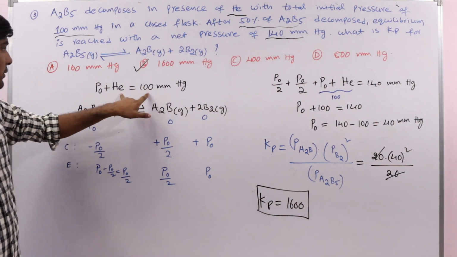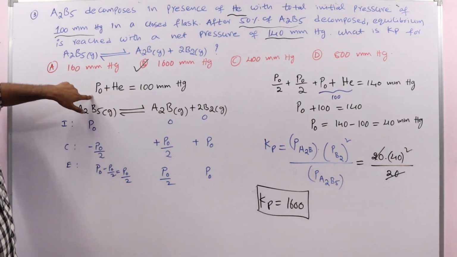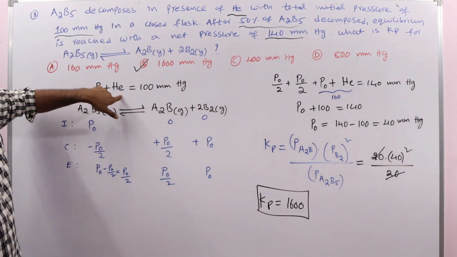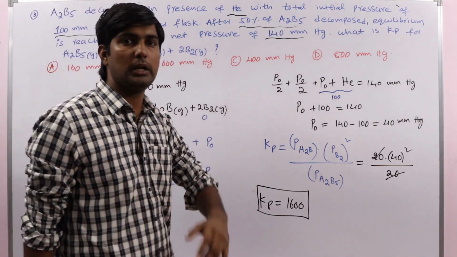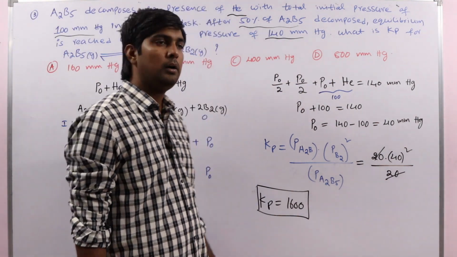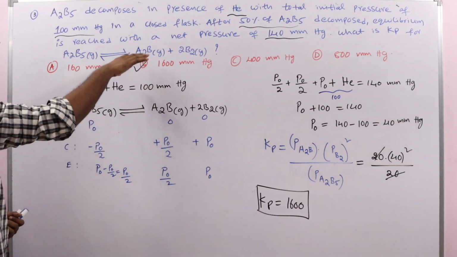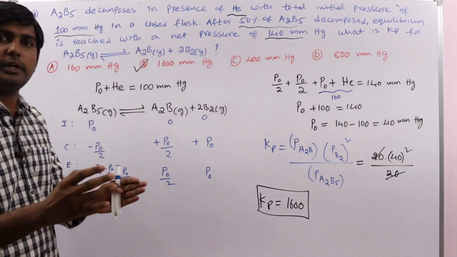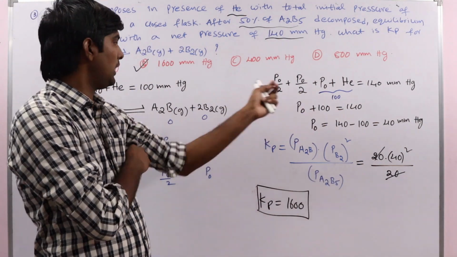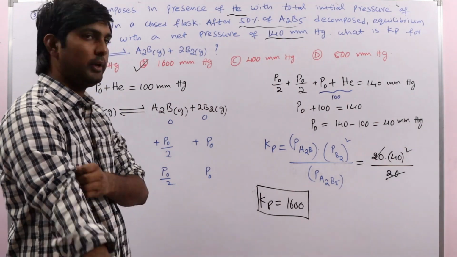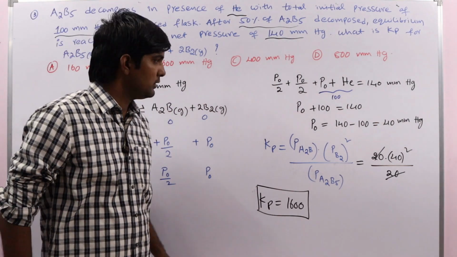P naught plus helium equal to 100. P naught how much? 40. And helium will be 60 mm of Hg. In that way also the question can be asked. Here they ask you to calculate the Kp, and sometimes they may ask you to find the partial pressure of inert gas present in the system.